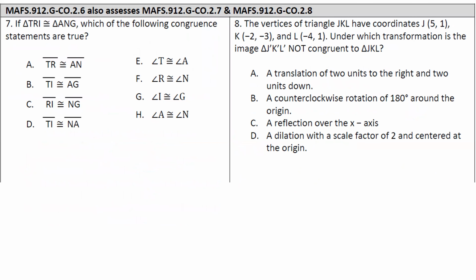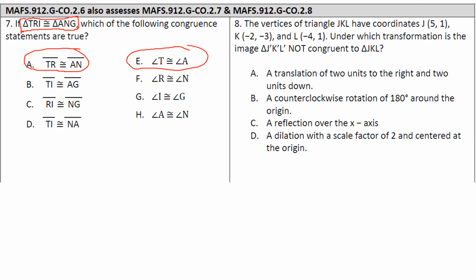All right, on number 7, they give us a congruency statement. Triangle TRI is congruent to triangle ANG. The order in which they appear, the corresponding order, is very important because that tells us which ones are congruent. So like T has to correspond with A, so those two have to be congruent. So we know E right off the bat has to be congruent. Same type of thing for the segments. TR, the first and second one, are in the same positions as A and N. The first and second one's on the other one. So they have to be congruent.